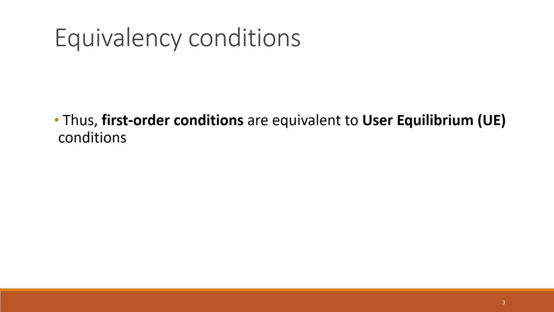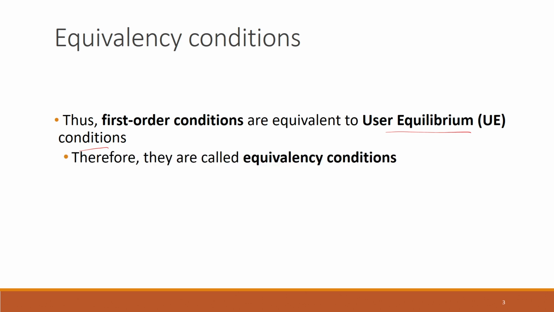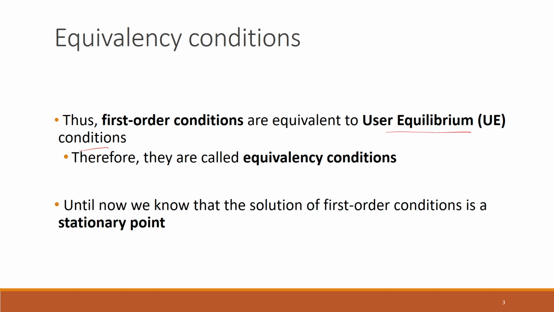So, therefore, the first order conditions of the Beckmann's transformation, or the optimization formulation for user equilibrium, are equivalent to the user equilibrium conditions. Okay. That is why they are called equivalency conditions. Now, note that the solution of the first order conditions is a stationary point. Okay. So, it need not be the optimum or the minimum point. That is why we require additional conditions to argue that.